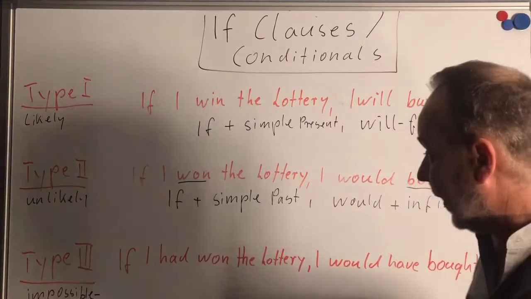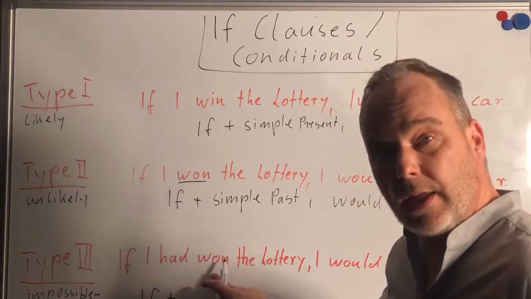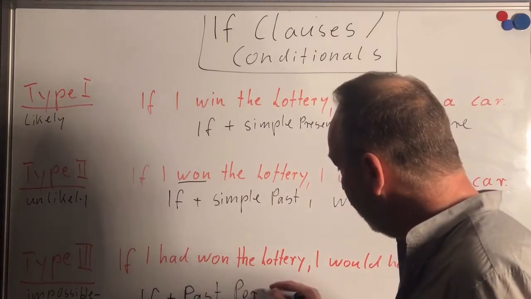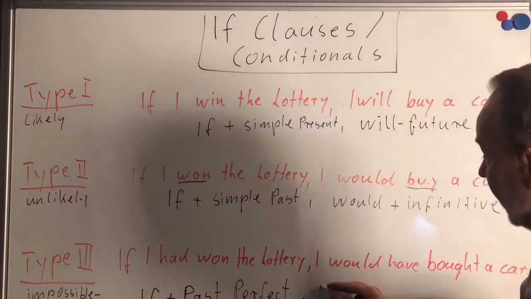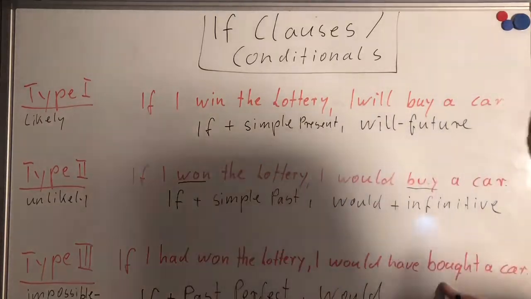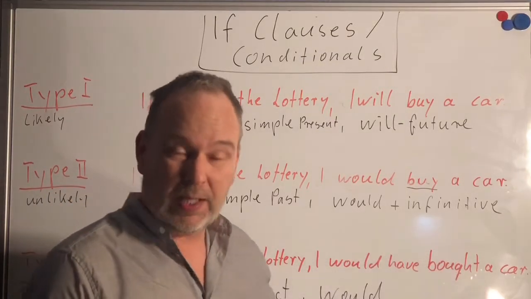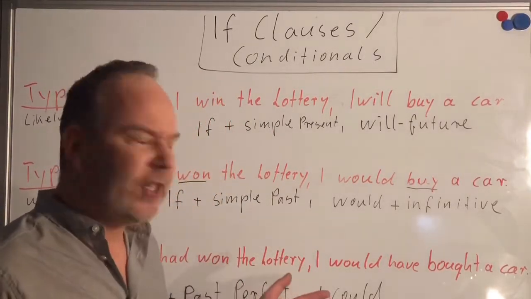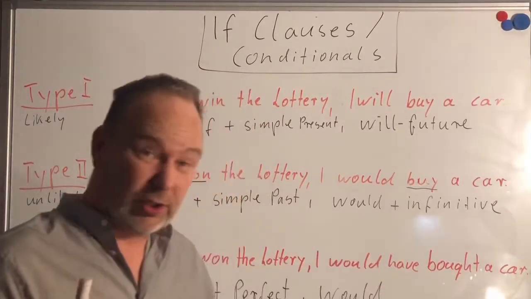And the grammar on type 3: if plus had won, that is the past perfect, as some of you might remember. And after the comma, we have the would, of course. And it looks like the present perfect. It looks like have plus the third form of the verb, but it's not the present perfect. Why not? For example, in the third person, we cannot say "she would has bought," right? That's why it's not the present perfect. It just looks like the present perfect.